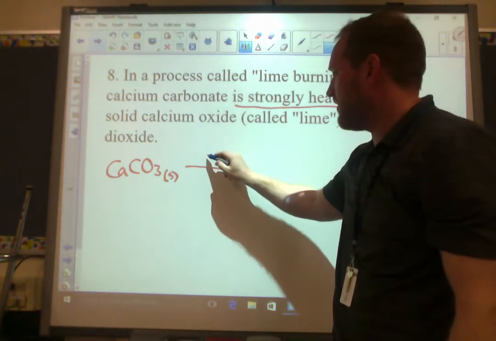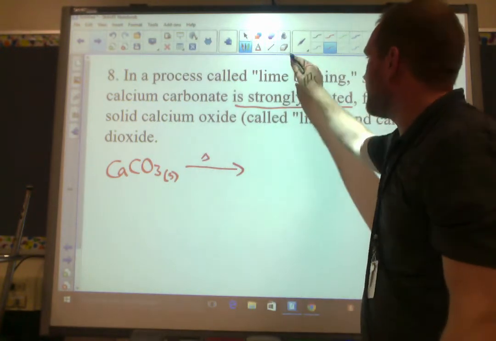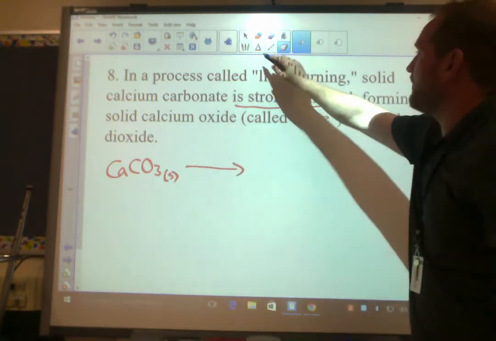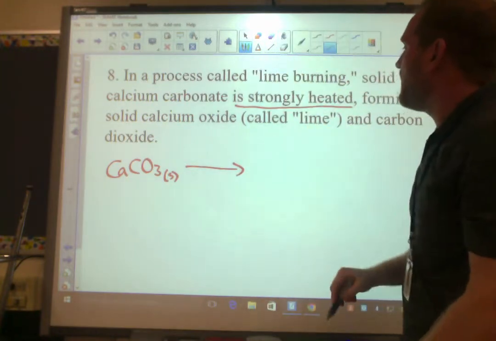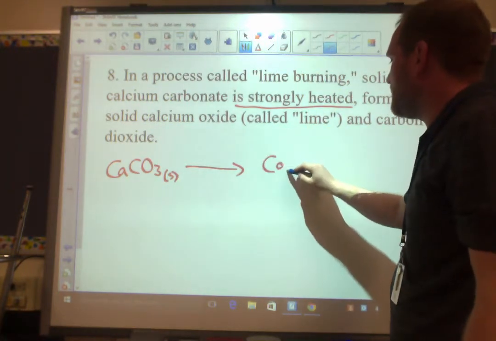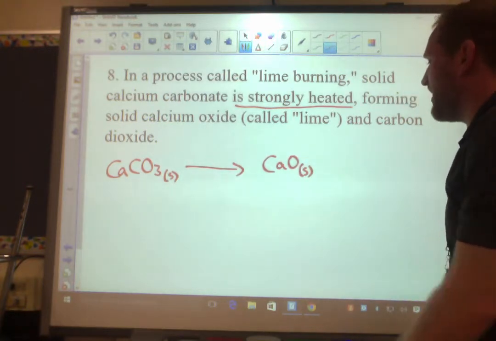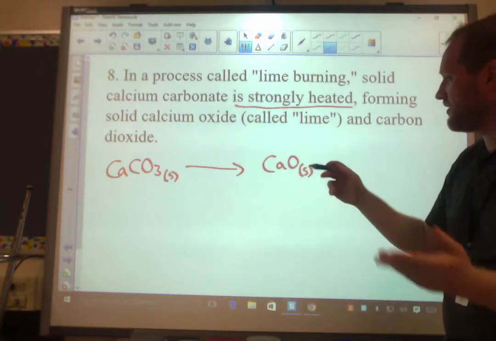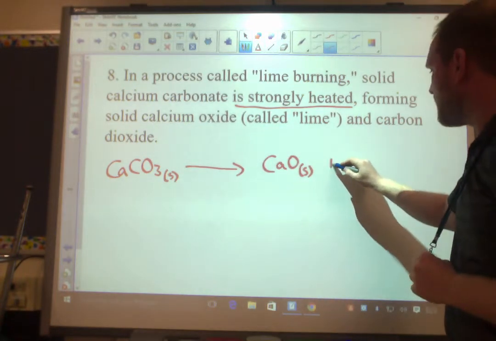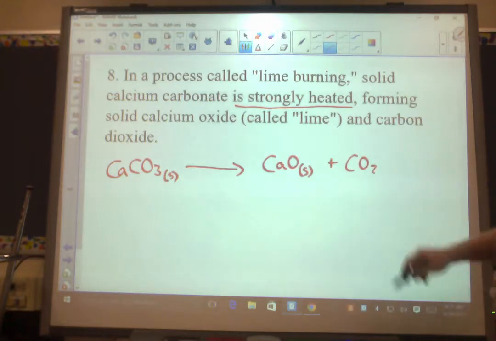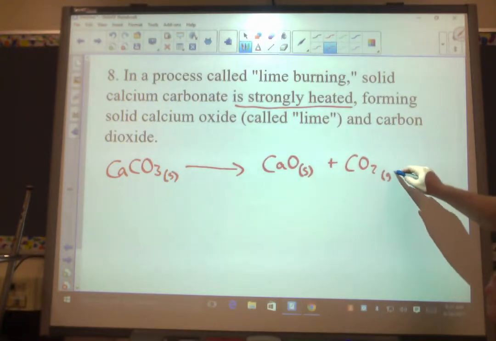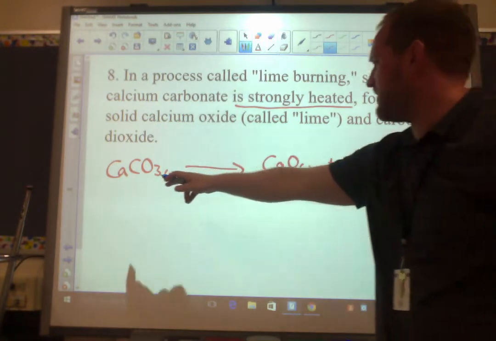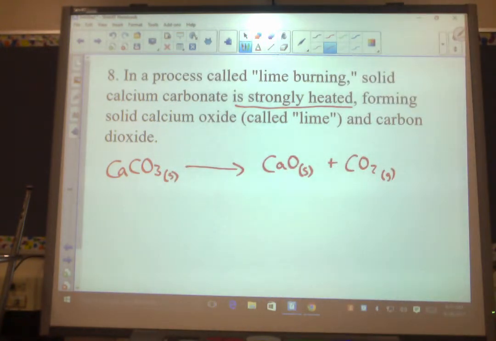Some textbooks will tell you to put a little triangle up there to show that heat's being added, or some will tell you to write the word heat up here. That's kind of up to your teacher. I'm just going to write it as the arrow. It's going to form solid calcium oxide, CaO, solid. Again, I'm not just doing this blindly. I know that calcium is 2 plus, oxygen is 2 minus, so it's going to be CaO. And carbon dioxide, CO2. Now this, I'm going to assume carbon dioxide is going to be a gas here. Again, the assumptions about the states, that's really up to your teacher. And in terms of balancing, looks like it's already balanced.